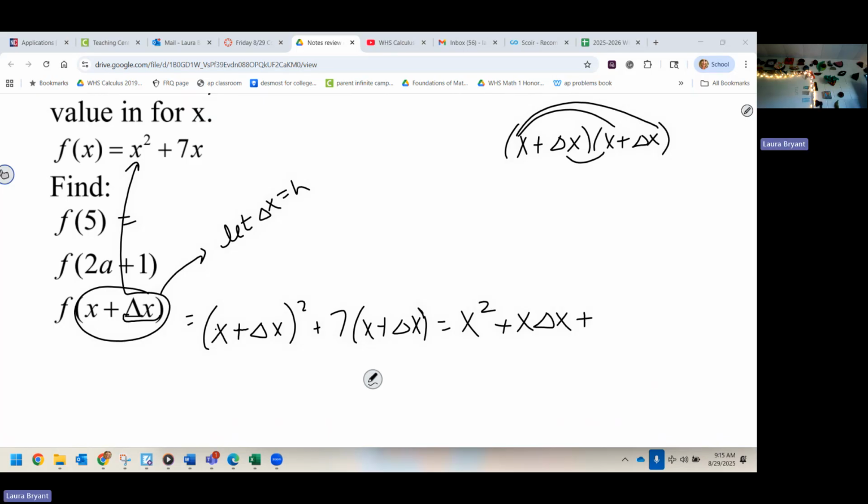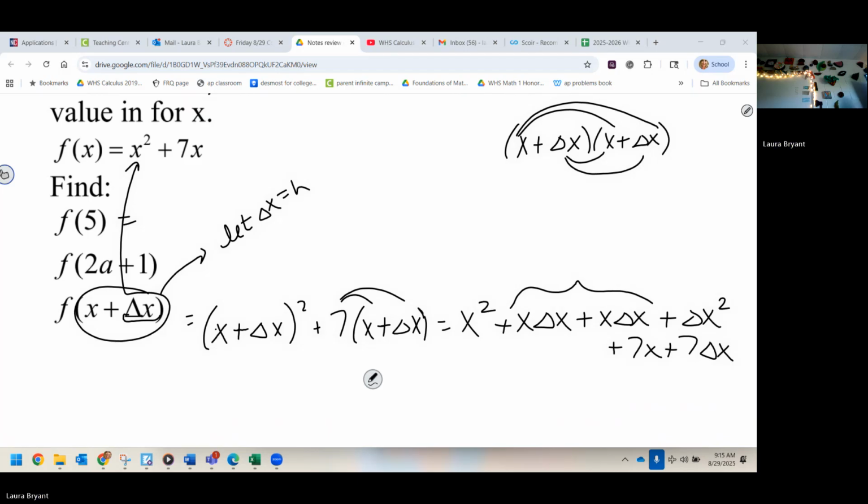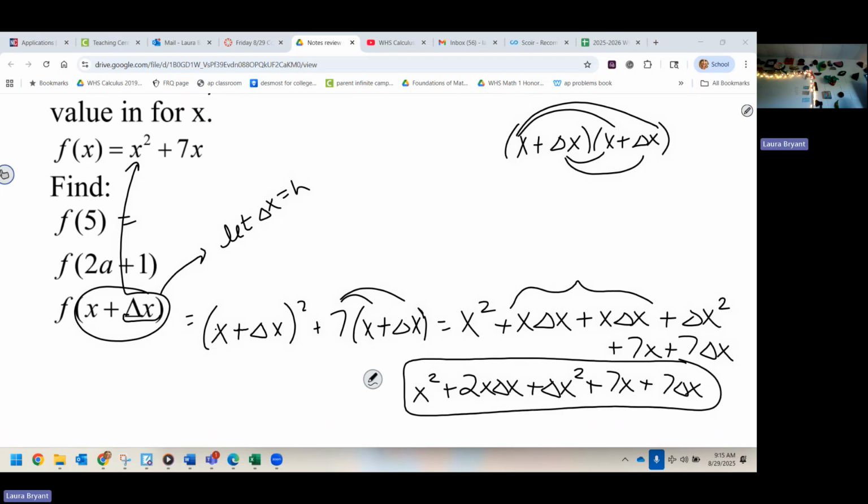And then here we have another x delta x. And then last, we have delta x squared. Then I ran out of space there, but then I have plus 7x plus 7 delta x. Does anything combine? Nothing combines, I think, but actually these two combine because they're the same. So for your final answer, you'd have x squared plus 2x delta x plus delta x squared plus 7x plus 7 delta x. We will work a fair amount with delta x.